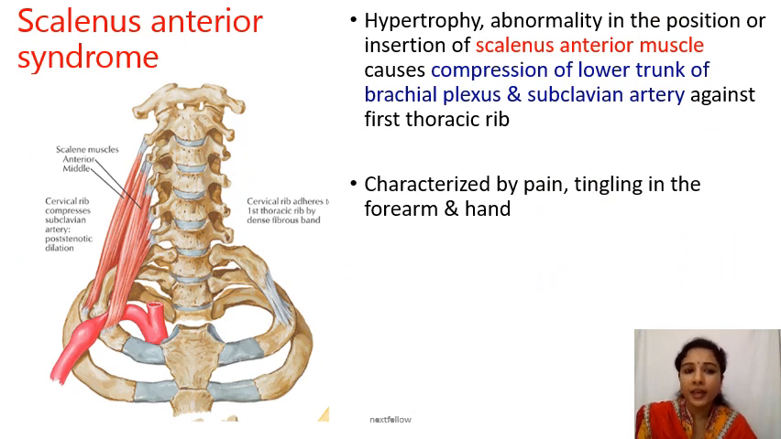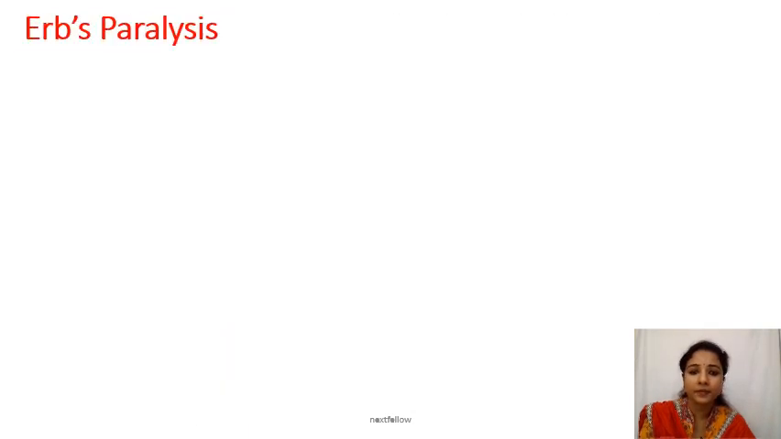Next, about the scalenus anterior syndrome, which is also a part of thoracic outlet syndrome. So hypertrophy or abnormal position of insertion of scalenus anterior causes the compression. You can see here, this is scalenus anterior muscle, and this is scalenus medius muscle. So the artery here is the axillary artery, along with that the brachial plexus also would be there. It is characterized by pain and tingling sensation in the forearm and hand.